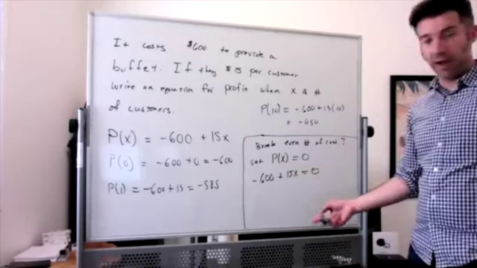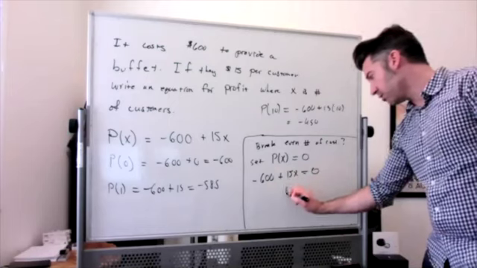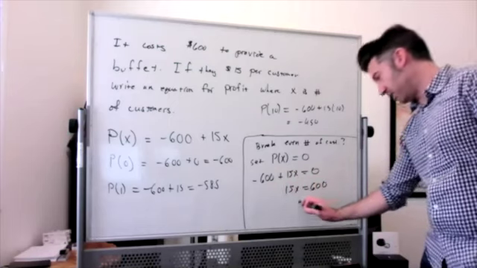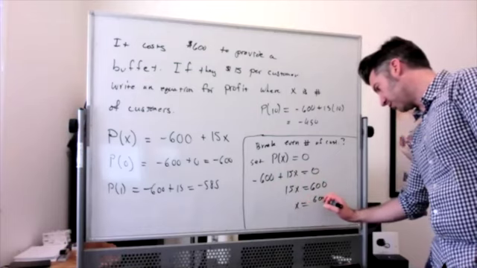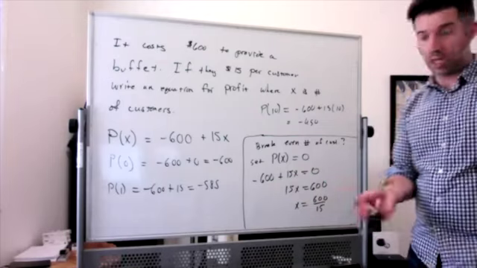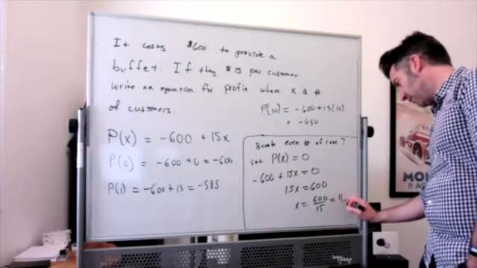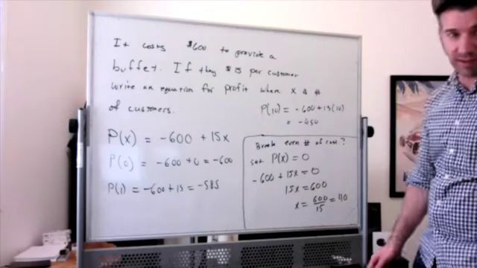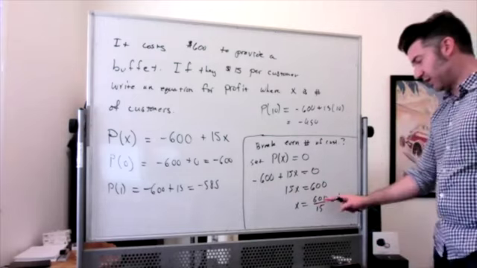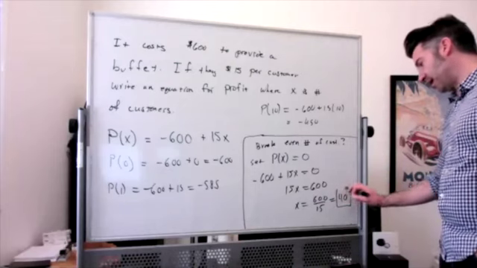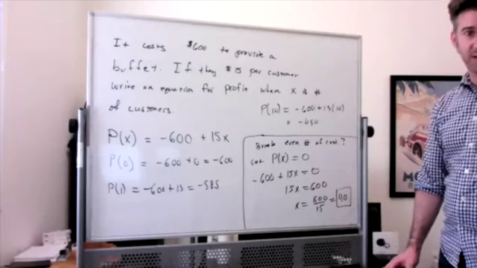So we're going to solve for x. I'm going to add 600 over here. So 15x equals 600. And then I'm going to divide by 15. So x equals 600 divided by 15. 600 divided by 15 is 40. What I'm really thinking of is I know that 60 minutes divided by 15 is 4, because there's 4 15-minute intervals in an hour. And so 600 divided by 15 is 40. So 40 customers, that is the number we need to make back the $600 we spent.